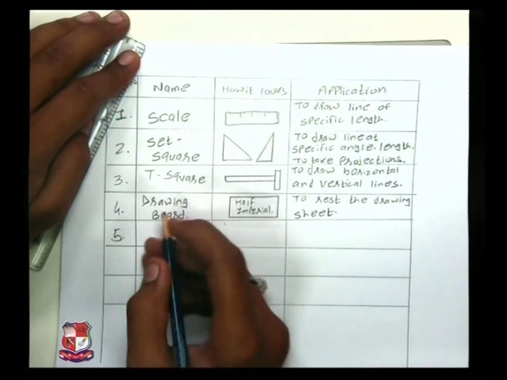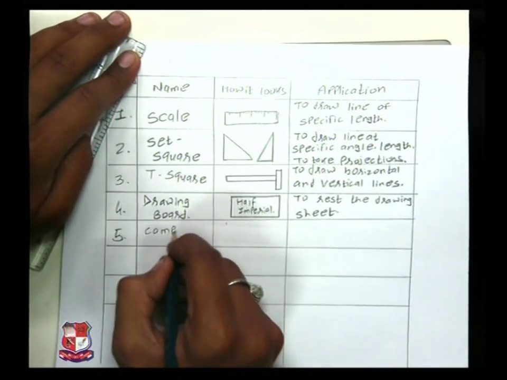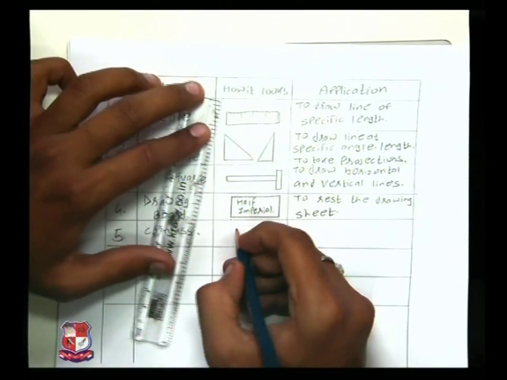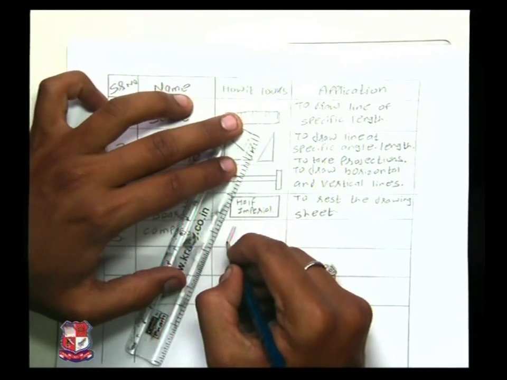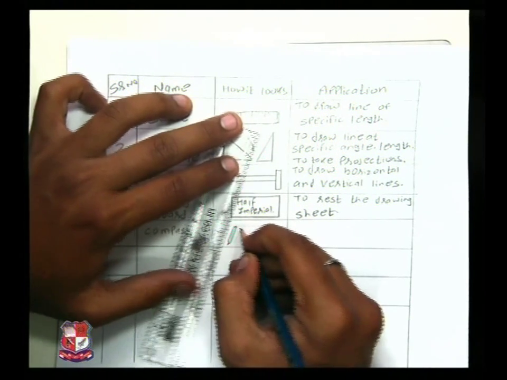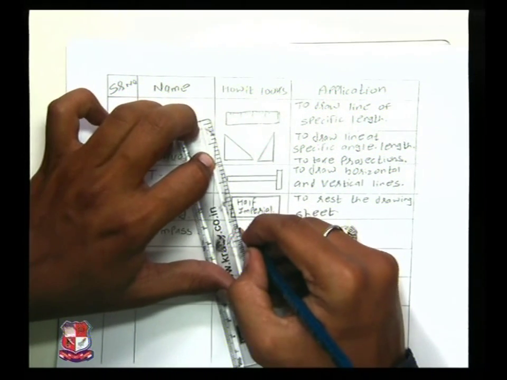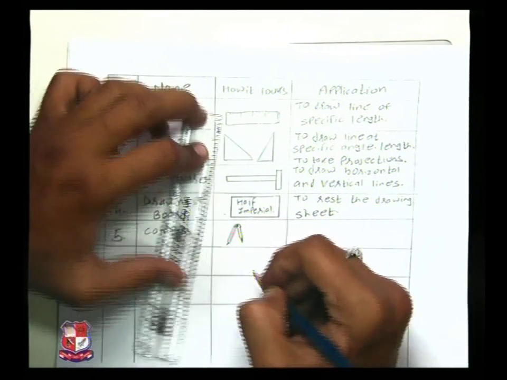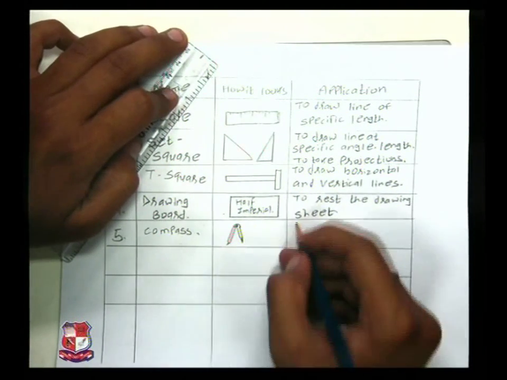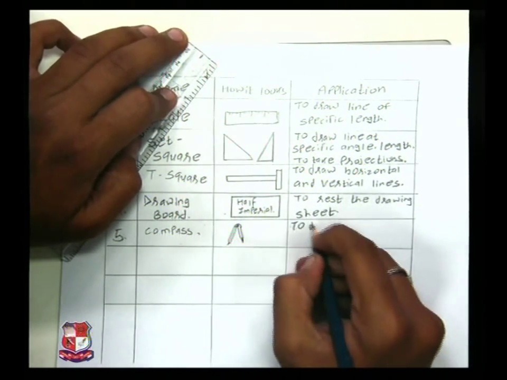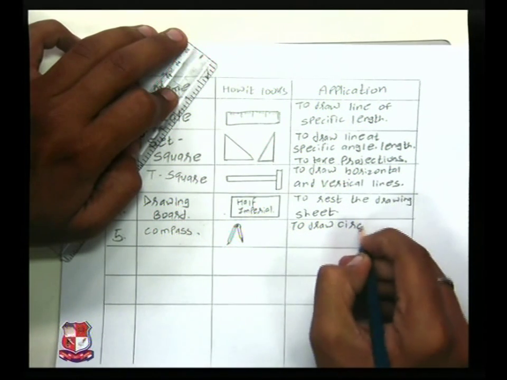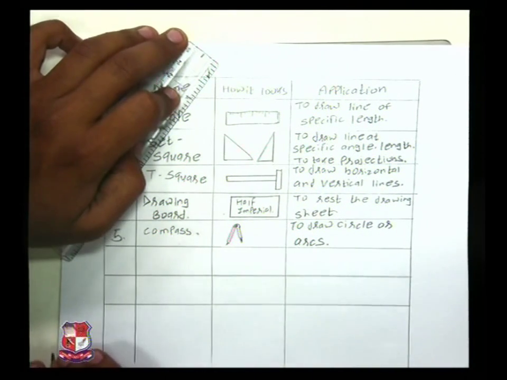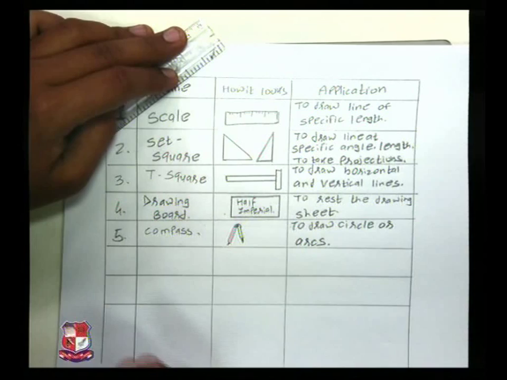Next would be the compass. This is how a compass looks. To draw circles or arcs. The compass can be used to draw arcs or circles.